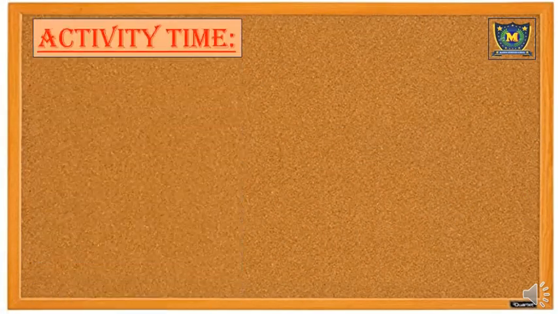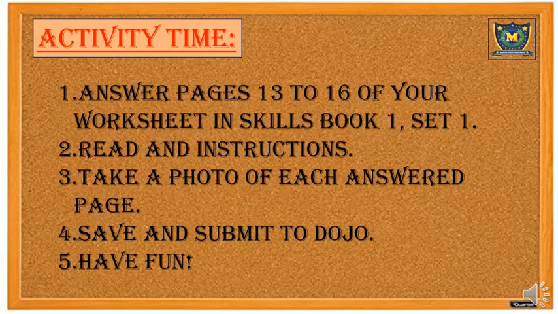And now it's your activity time. For your activity, you have to answer pages 13 to 16 of your worksheet in Skills Book 1, Set 1. Read and follow instructions, okay? Take a photo of each answered page. When done, save the photo and submit to Dojo.